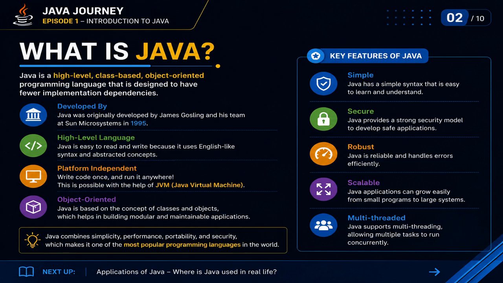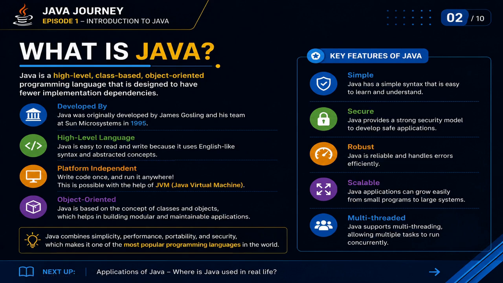Imagine you are writing a Java program on Windows. Normally, many languages depend heavily on the operating system, but Java works differently. Java allows the same program to run on different systems like Windows, Linux, and Mac without rewriting the code. This concept is called write once, run everywhere. And this is one of the strongest advantages of Java.